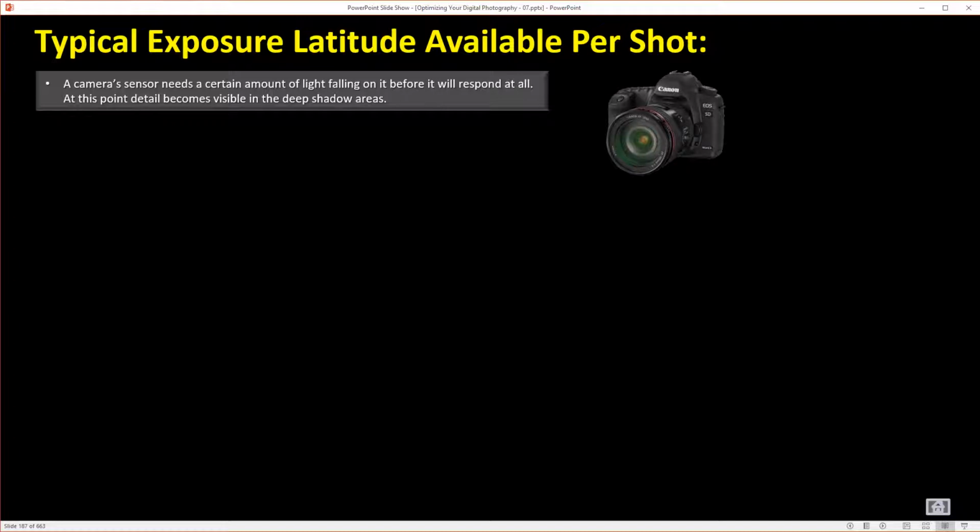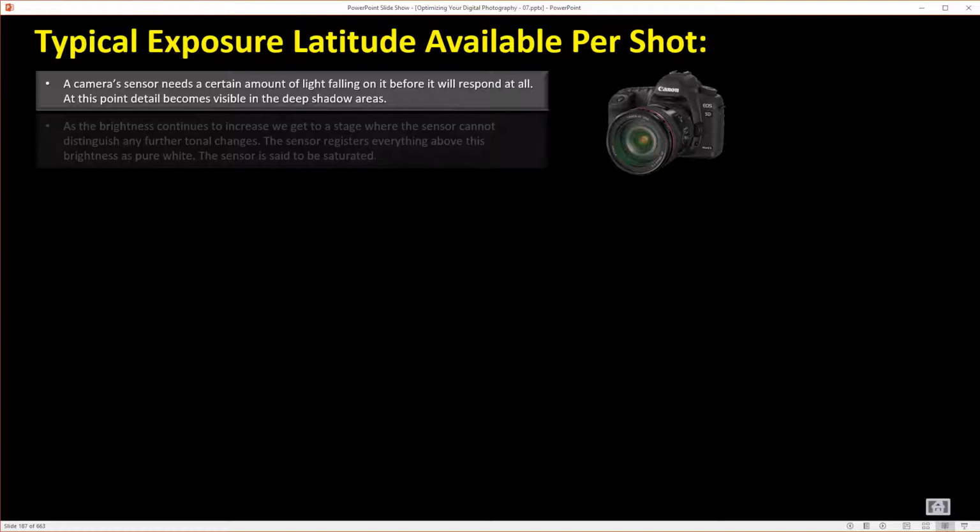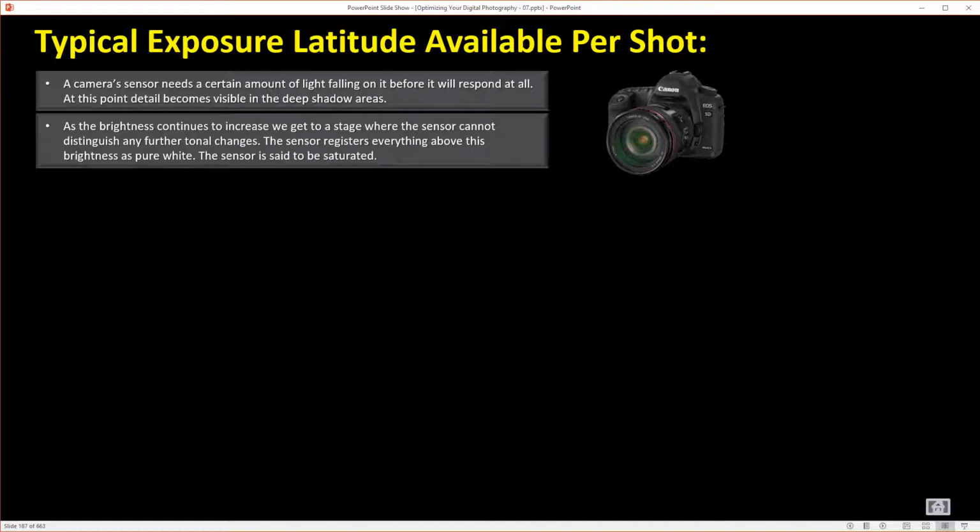So a camera sensor needs a certain amount of light falling on it before it will respond at all. At this point, the detail becomes visible in the deep shadow areas. Okay, and as the brightness continues to increase, we get to a stage where the sensor cannot distinguish any further tonal changes. The sensor registers everything above this as pure white, and we say the sensor is saturated.